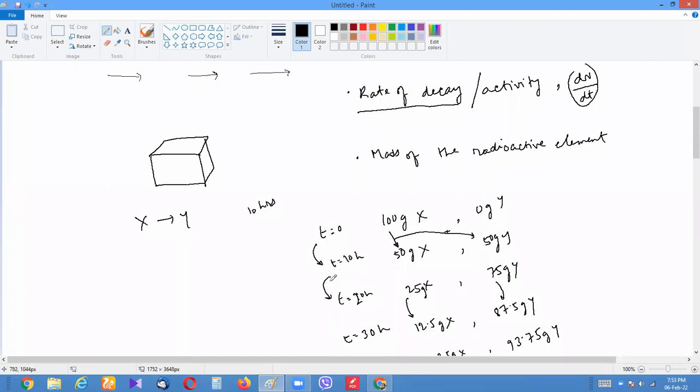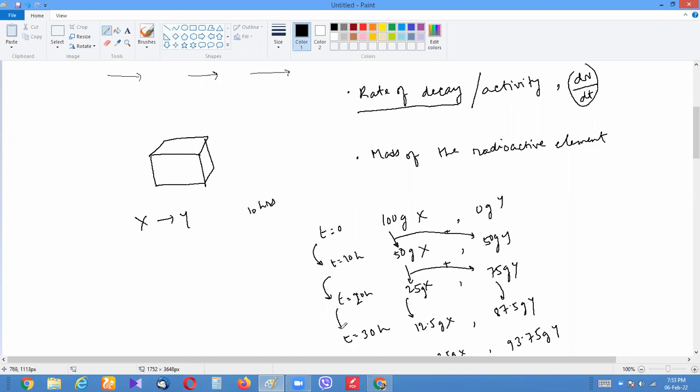After another half-life, that is at t equals to 20 hours, this will once again become half, and whatever the reduction happened will get added over here. So after 10 hours, we'll have 50 gram X, 50 gram Y. After 20 hours, we'll have 25 gram X and 75 gram Y. This is following the half-life fraction, and this is simply getting added up.